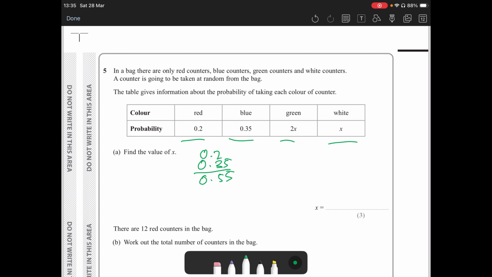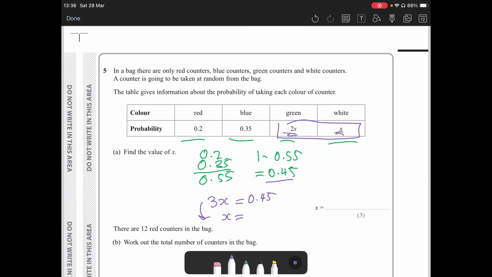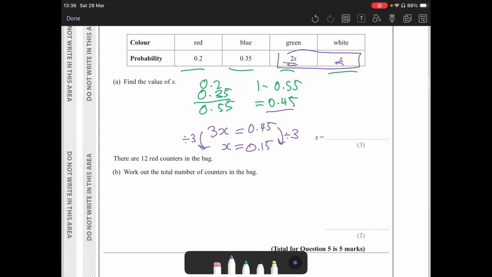And we know that because all 4 add up to 1, if I do 1 take away 0.55, which is 0.45, that will be equal to getting either green or white. So I need to share out, well, there's 2x and 1x, that's a total of 3x equals 0.45. So one value of x would be that divided by 3. 0.45 divided by 3 is 0.15. So x in this case is 0.15. That's the probability of getting a white, 0.15.